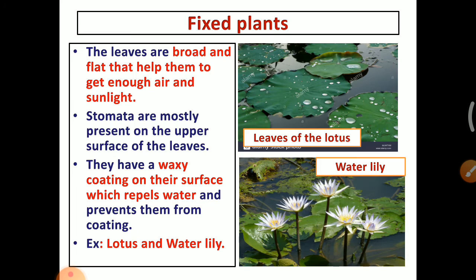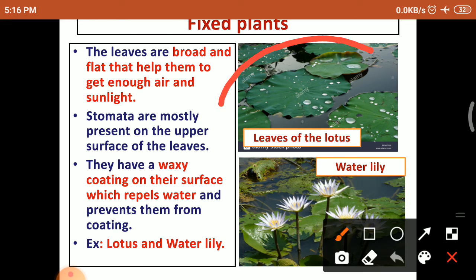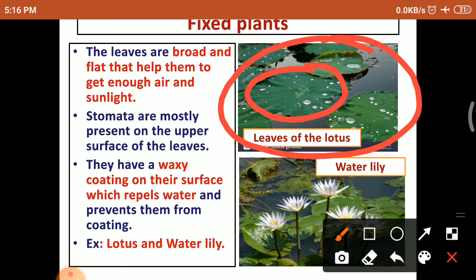And the leaves are broad and flat. They help them to get enough air and sunlight. So if you look at this leaf of the lotus, it is a broad one and it floats on the water, and it helps to get enough air and sunlight. Why does it have a broad and flat leaf? It helps to get enough air and sunlight.